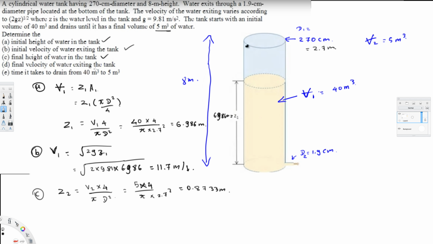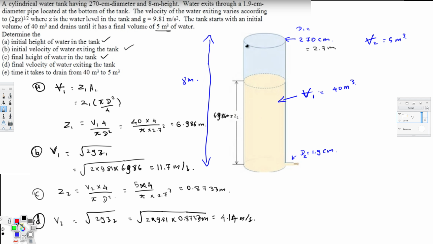Next, the final velocity of the water exiting the tank. Same equation as before: V2 is equal to the square root of 2gz2. That's going to be the square root of 2 times 9.81 times z2, which is 0.8733 meter, and that gives us 4.14 meter per second. So let's do the E part.